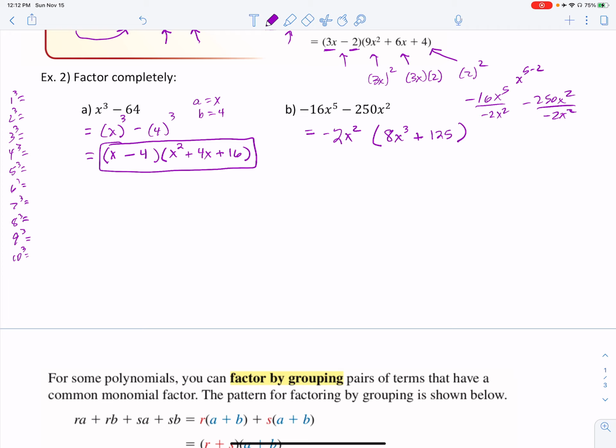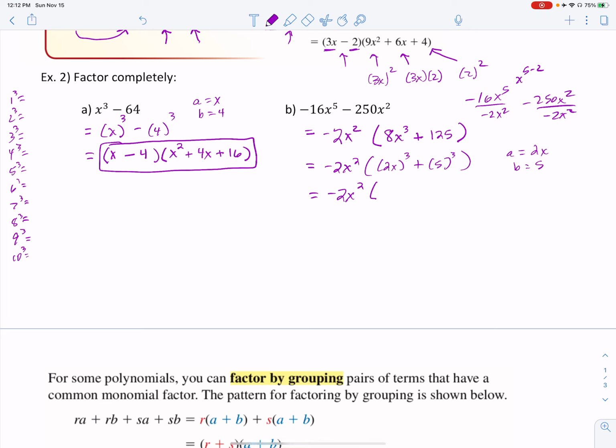But we need to factor completely, so you need to recognize in that second quantity that we have a sum of cubes. This is a 2x being cubed plus a 5 being cubed. So my a term is 2x and my b term is 5 in terms of factoring this into a binomial times a trinomial, the sum of cubes. So you drop down a line, and every line you carry down the minus 2x squared. You need equivalent expressions on each line.